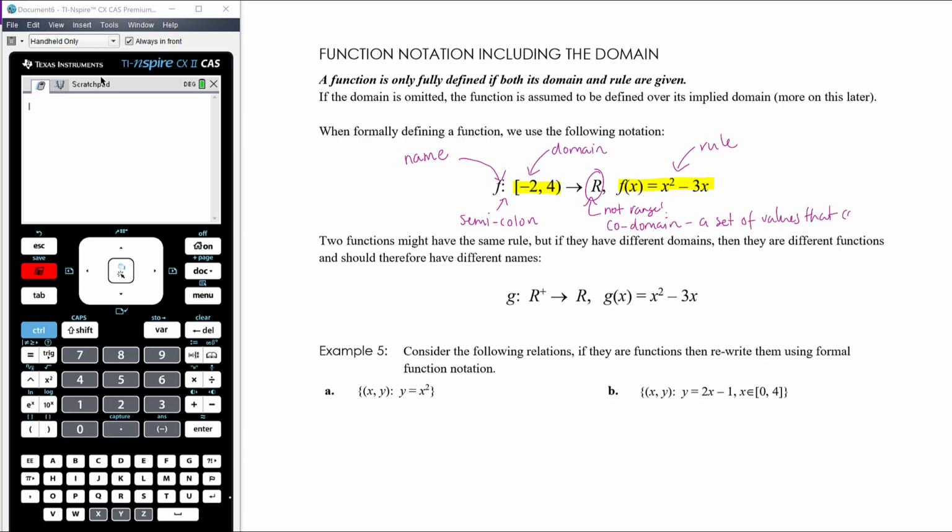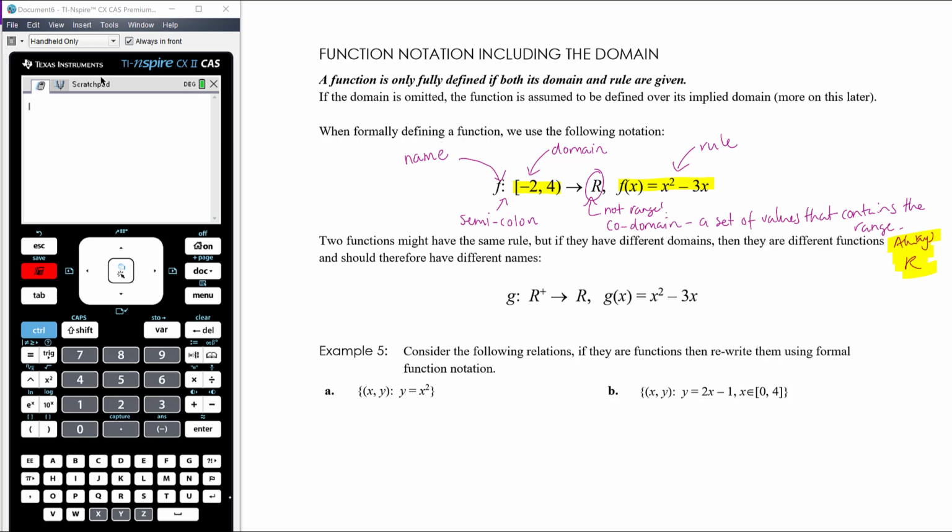And so for our intents and purposes, we're always going to write R. So for us, we're always going to be R. So we'll have our function name, semicolon, our domain, arrow. We read that arrow as "maps to." So our domain, or our input values, maps to, or are turned into, values that fit within the real number set. And that happens according to this particular rule. We take those values, we square them, and we subtract 3 times those values.